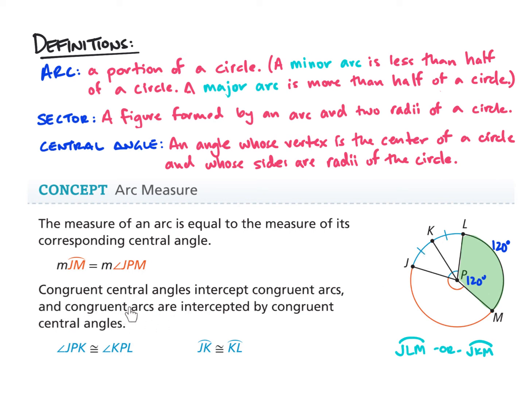So that's the other idea that you need to make sure you understand. First of all, an arc's measure is the same as the measure of the central angle that creates it. And then if two central angles are the same, then their arcs will be the same, and it works in the other order. If two arcs are the same, then their central angles will also be the same.